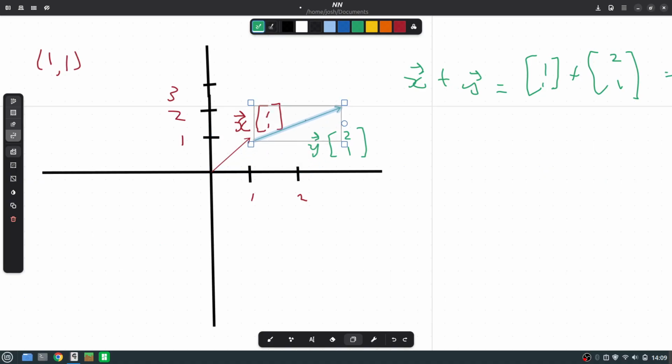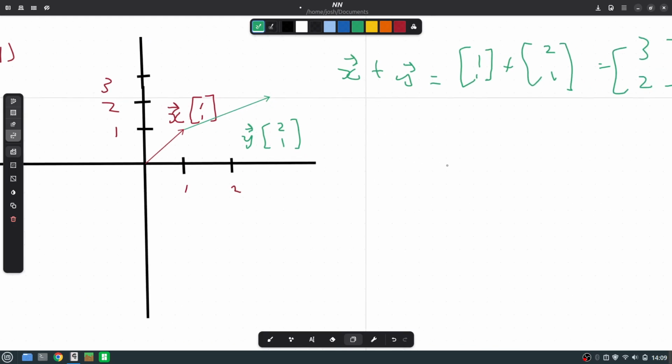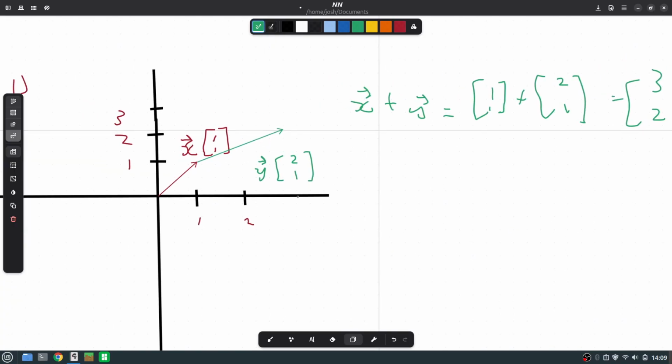Lovely. So if we took this vector and stuck it onto the head of this vector here, the result is at 3, 2. Well, I didn't put in the 3 on the Cartesian plane. Oh, whoopsie daisy. Let me go back here and put in 3 here. And so this is exactly what vector addition means geometrically.